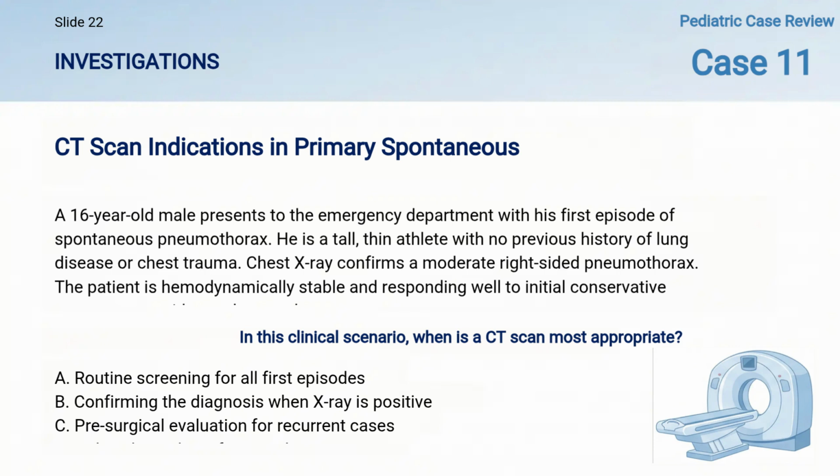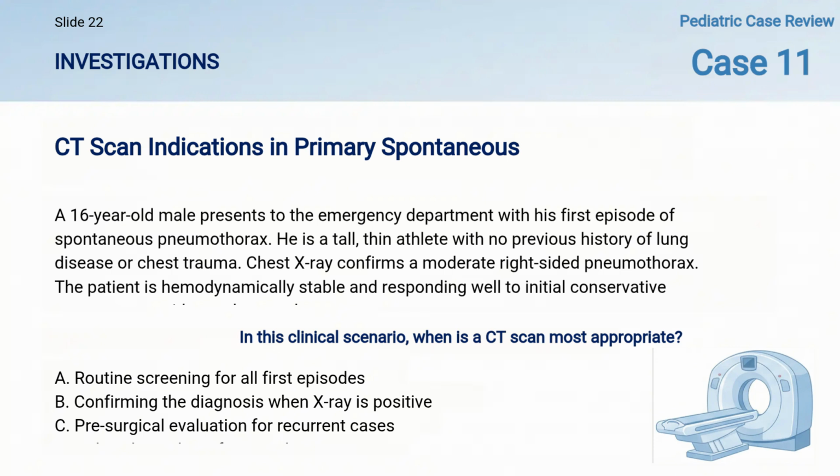Case 11. Investigations case. A 16-year-old male presents to the emergency department with his first episode of spontaneous pneumothorax. He is a tall, thin athlete with no previous history of lung disease or chest trauma. Chest X-ray confirms a moderate right-sided pneumothorax. The patient is hemodynamically stable and responding well to initial conservative management with supplemental oxygen. In this clinical scenario, when is a computed tomography scan most appropriate?